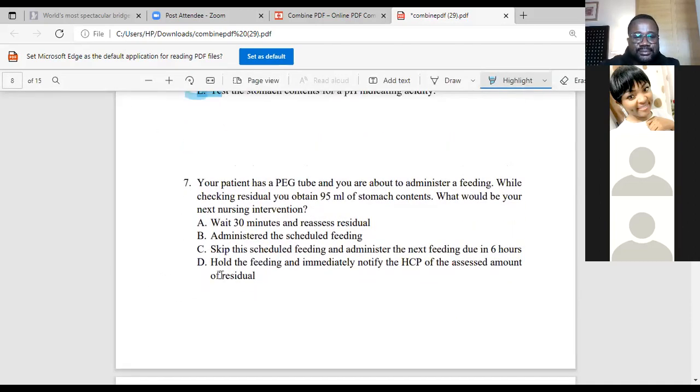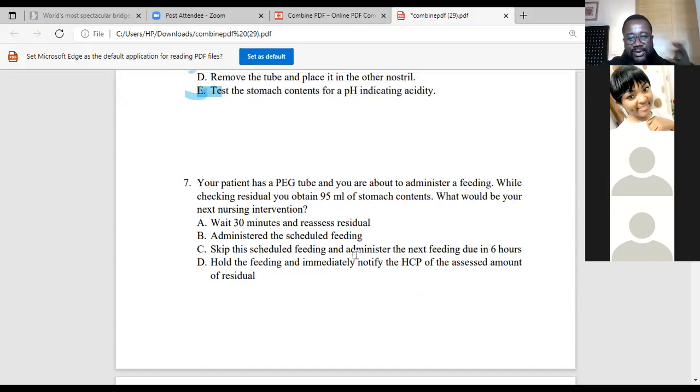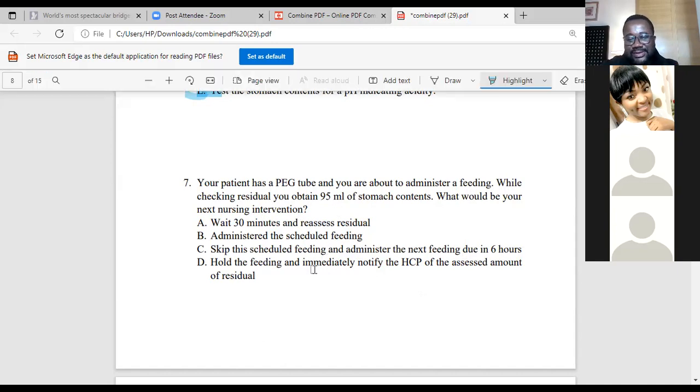7. Your patient has a PEG tube. Okay, we are now on the PEG tube. You are about to administer a feeding. While checking residual, you obtain 95 ml of stomach contents. What will be your next nursing intervention? We just answered a similar question above, and they just changed some figures to test our reasoning faculty. Simple, right? This is simple.